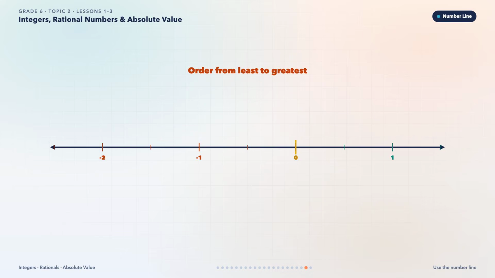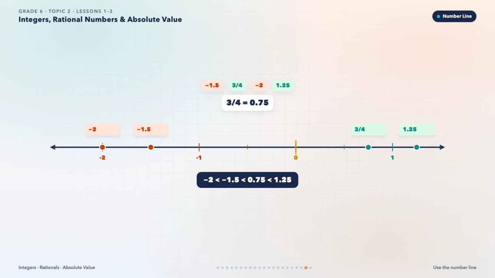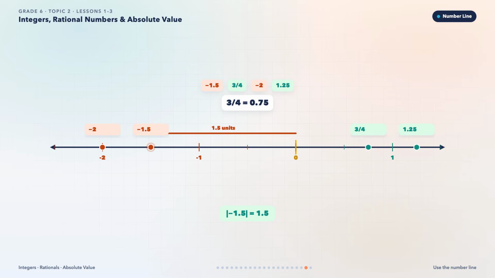Final challenge. Can you order these from least to greatest? Negative 1.5, 3/4, negative 2, and 1.25. Convert only when helpful. 3/4 equals 0.75. Place them on the number line. Least to greatest: negative 2, then negative 1.5, then 0.75, then 1.25. Now what is the absolute value of negative 1.5? Measure the distance to 0. The absolute value of negative 1.5 is 1.5.